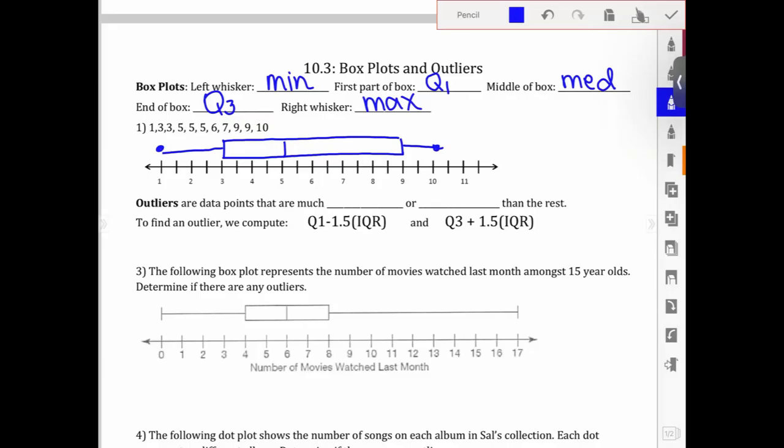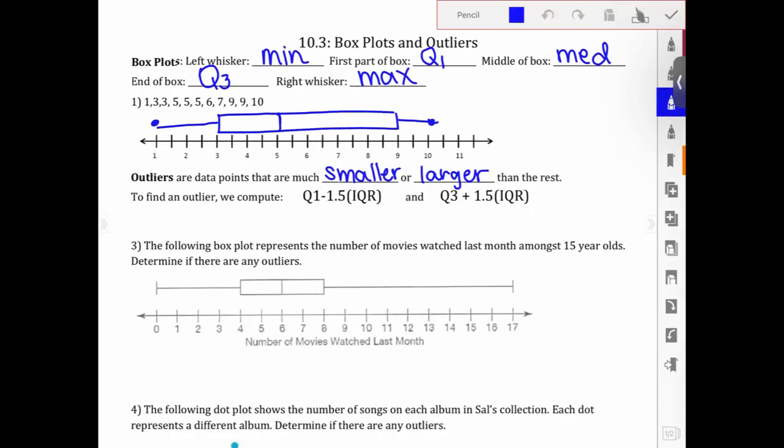Right, so outliers have to do with box plots, and box plots are a really good way of seeing outliers. Outliers are numbers that are much smaller or much larger than the rest of the data. To find outliers, we're going to use these formulas: Q1 minus 1.5 times the IQR, and Q3 plus 1.5 times the IQR.